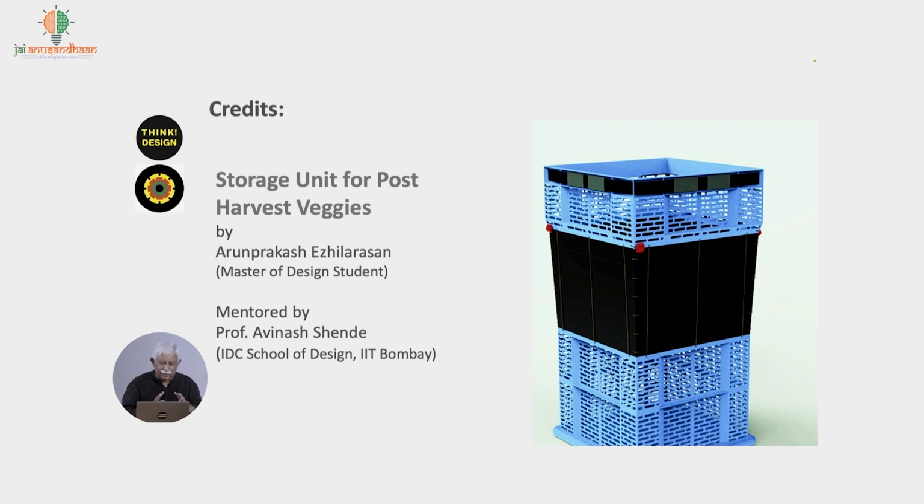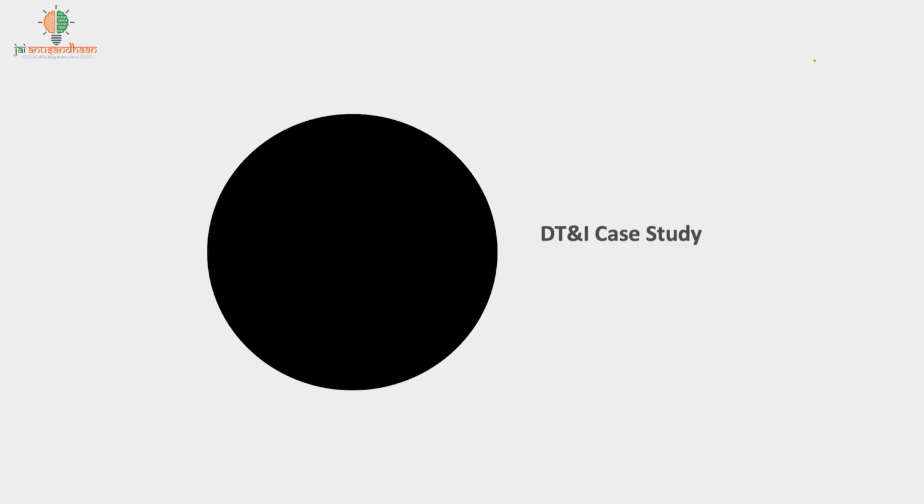Done with a lot of thinking, but also a lot of variations, and you can see how prototyping at every stage in different ways has led to a really innovative solution. Because of its ability to cool itself and stack itself without putting weight on the vegetables at the bottom, it's a viable solution. Again, done by Arun Prakash, MDes student, and mentored by Professor Avinash Shinde at IDC School of Design at IIT Bombay. Again, thanks so much for listening.